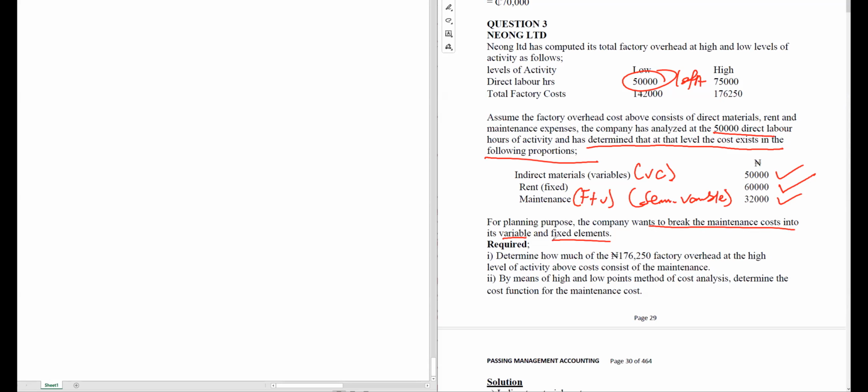50,000 labor hours, they said it has determined that the cost exists in the following proportion. Indirect material, which is variable cost, and rent, which is fixed, and maintenance, which is semi-variable cost, right? Maintenance is semi-variable because you have a bit of fixed maintenance cost and variable maintenance cost in it. They want to break the maintenance cost into the variable and fixed elements. So we should determine how much of the 176,250 at the high level is maintenance cost.